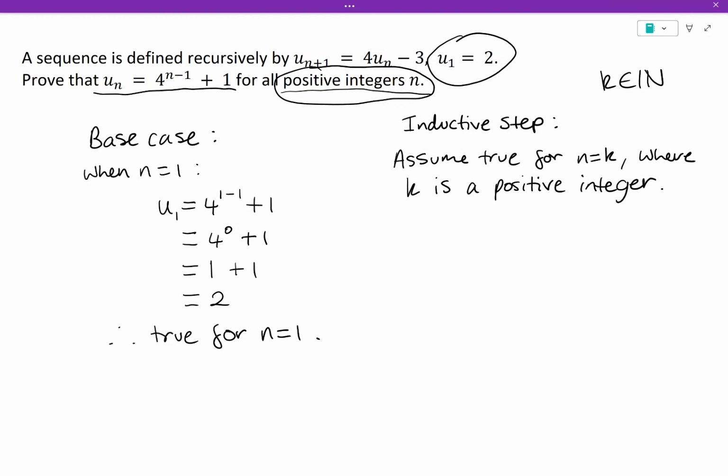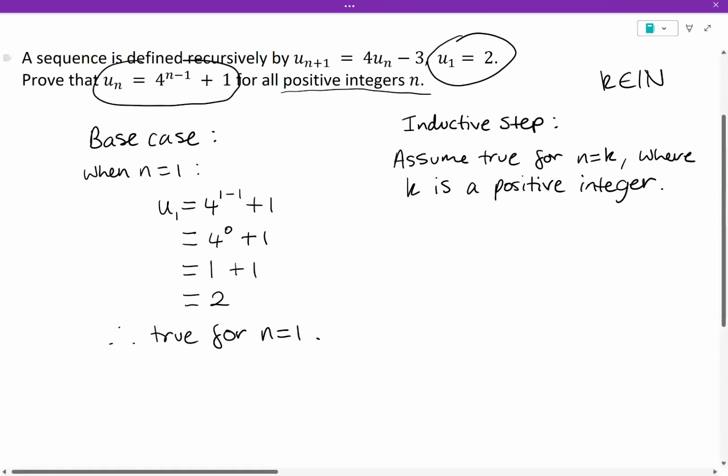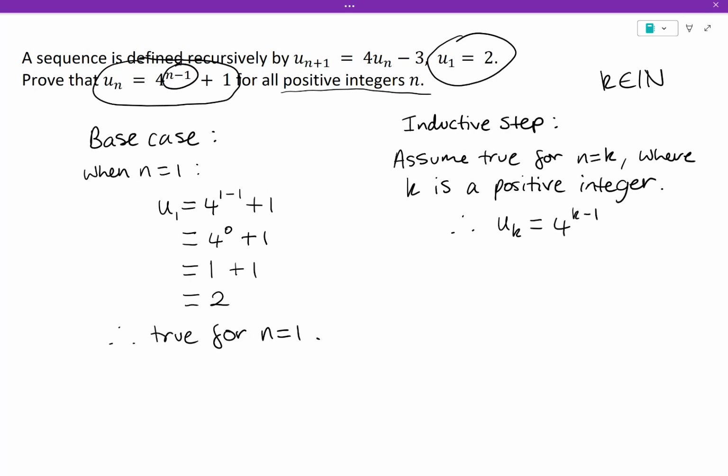Now, if we're assuming the statement is true for n equals k, essentially what I'm assuming is that if I take this statement here and I substitute k's in for the n's, that statement is true. So that's what I'm going to do next. I'm going to write therefore, and I'm going to write out that closed form solution, but with the n's replaced by k. So I would have uk is equal to 4, and then it's going to be the power of k minus 1, and then we've got the plus 1, like that. That's what we're assuming true.